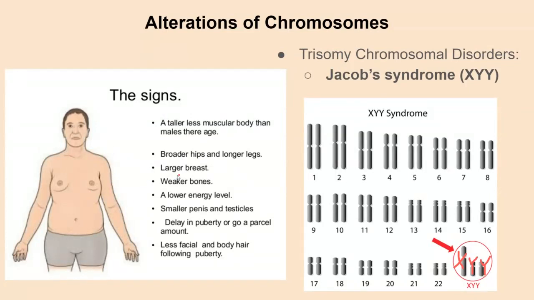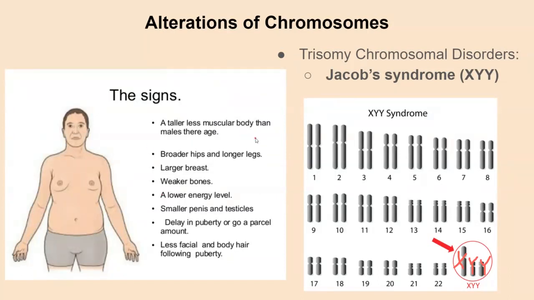They may or may not produce a little bit of breast tissue. Very similar to Klinefelter syndrome, but the main difference is that they will present male. They will entirely present male, with a couple of differences after puberty.